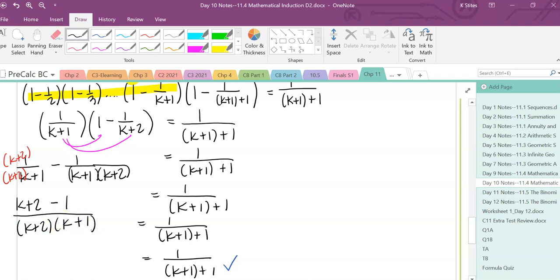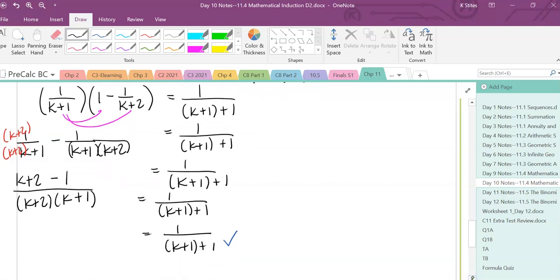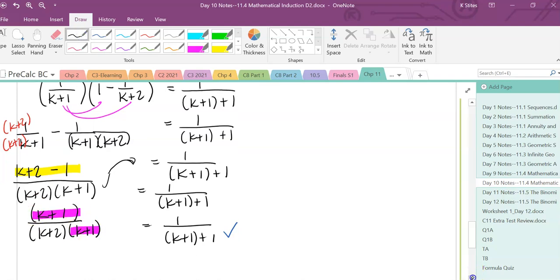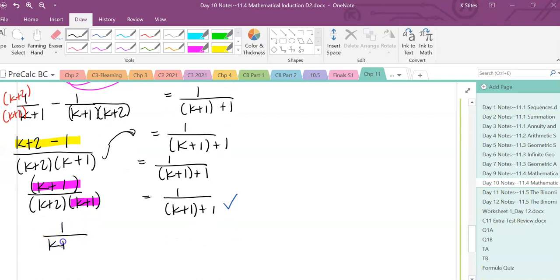Okay, please, please, you cannot just cancel these k plus 2's. There is subtraction here. Don't even think about canceling those. You're going to need to combine. And I realize that goes up there. This is k plus 1 over k plus 2 times k plus 1. And now you can go ahead and cancel the k plus 1's. And you're left with 1 over k plus 2, which you could then rewrite as 1 over k plus 1 plus 1. So that would be another strategy you could use.